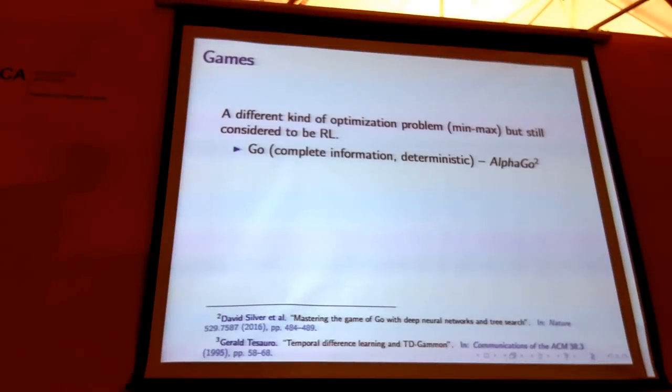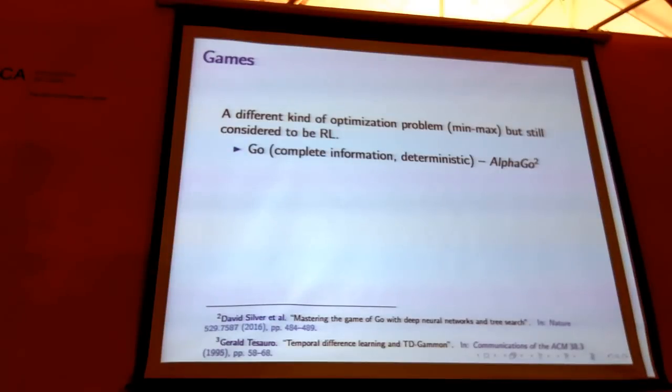Lastly, reinforcement learning has been applied to games, and two-player games are actually a different kind of optimization problem from the type of problems we'll be mostly considering, which are called Markov decision processes. This kind of problem is different because it's really a minimax problem, where I'm optimizing my strategy given that someone else is optimizing their strategy. But still, it's usually studied in the general field of reinforcement learning.